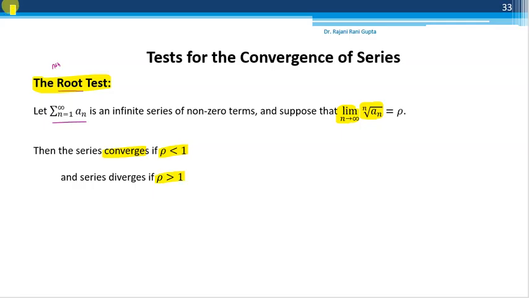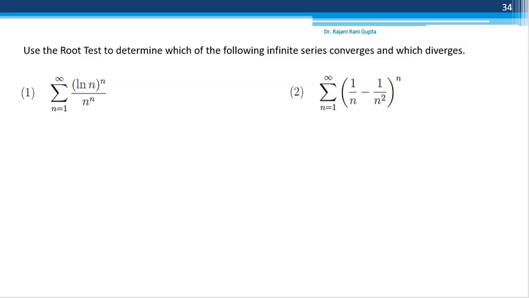If this value is less than 1, we say the series converges. If the value is greater than 1, we say the series diverges. This result is not conclusive if the value is equal to 1. Okay, let's solve some questions. So here, if you look at this, this is your a_n.